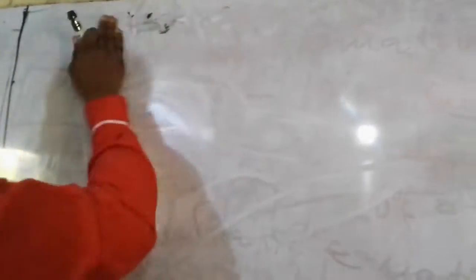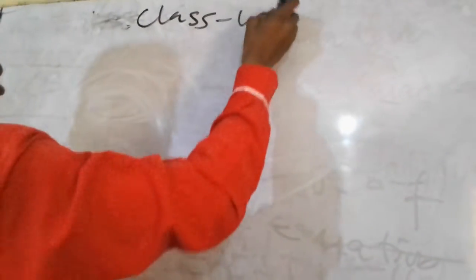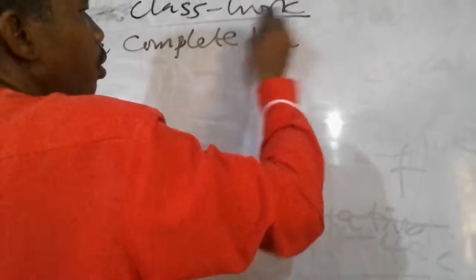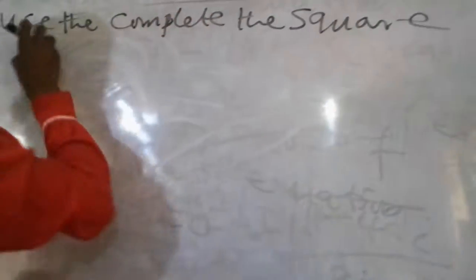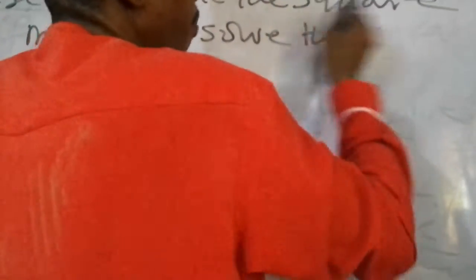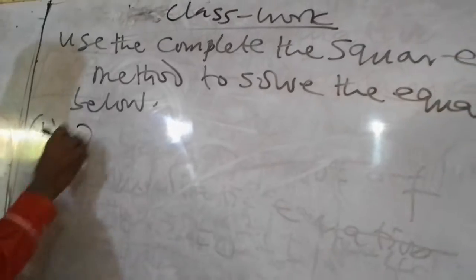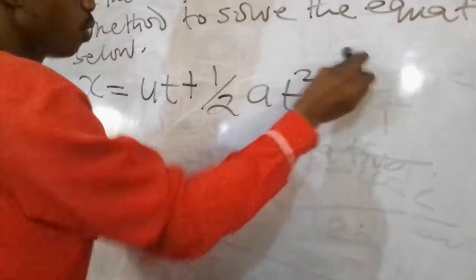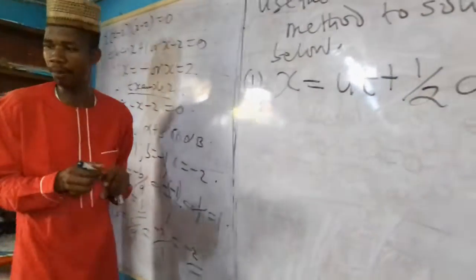Look at this question. Use the completing the square method to solve the equations below. Exercise, classwork, you do on your own. Number 1: x is equals to ut plus 1 over 2 at squared. You have to make this the subject of the formula using the completing the square method.